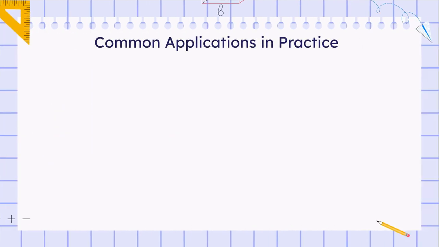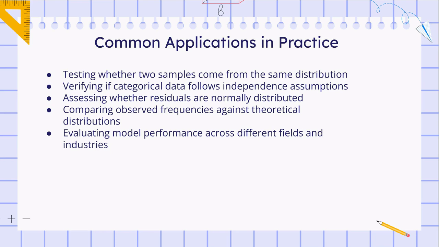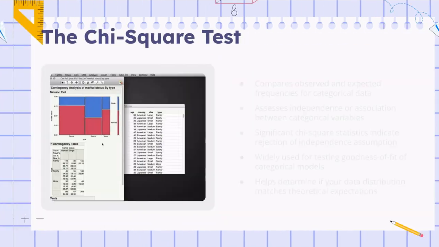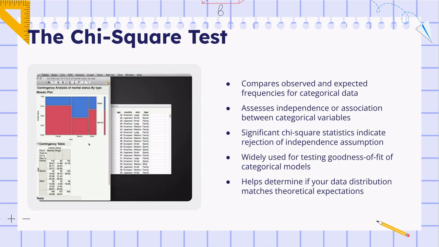In practice, goodness of fit tests are used for many purposes. These include testing if samples come from the same distribution, verifying independence assumptions, and assessing if residuals are normally distributed. The chi-square test compares observed and expected frequencies for categorical data. It assesses independence between variables, and a significant statistic indicates rejecting the independence assumption.